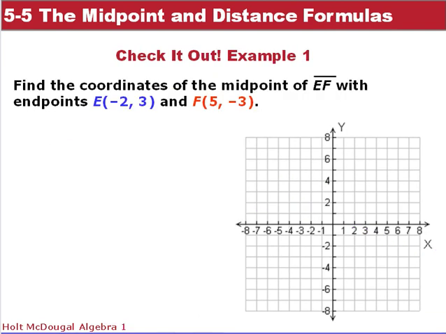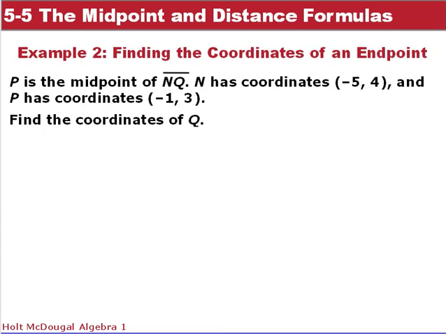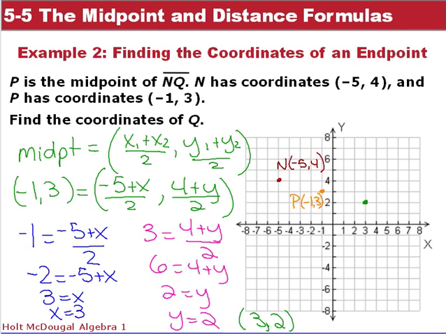Here's your check it out to find the midpoint of segment EF. Now we're going to want to find the coordinates of an endpoint given the midpoint and the other endpoint. Okay, so plot the points. N is here, and N is one of the endpoints, and P is our midpoint. And we're asked to find Q, which is going to be our other endpoint.